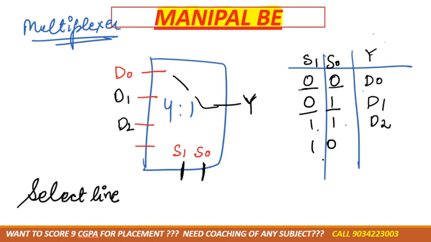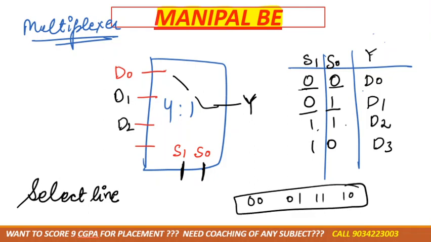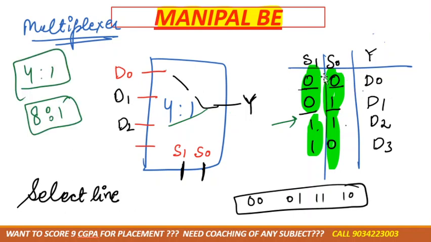0 0 0 1 1 1 1 0. Remember, in the K map also we used the same form: 0 0 0 1 1 1 1 0. Correct? Every time we are using the same form, 2 times 0, 2 times 1, or 0 1 0 1. So if you select 1 1, then the switch is connected to D2. Simple funda. Note down this thing. Now back to this 4 is to 1 multiplexer.